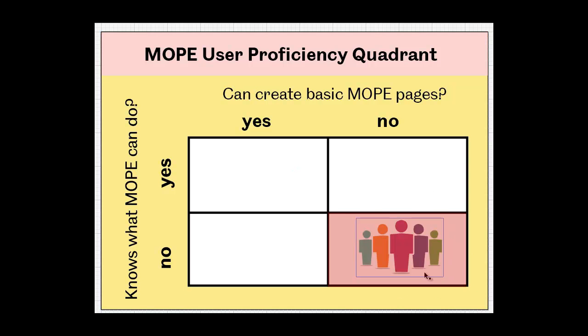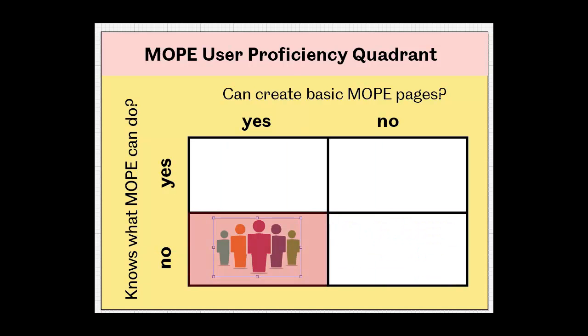Now, I tend to give ad hoc training to staff, and I'll install MOPE on their machine and show them how to use it, at which point they'll move into this quadrant here, which is yes, they can then create basic MOPE pages, but a lot of the time it's quite difficult to open people's eyes to the sort of things that MOPE can do, and also some of the things that MOL can do. So they're able to create basic pages, they know which buttons to press to do that, but they don't really know how to make the most out of it.